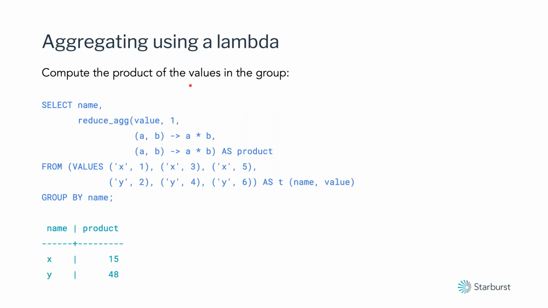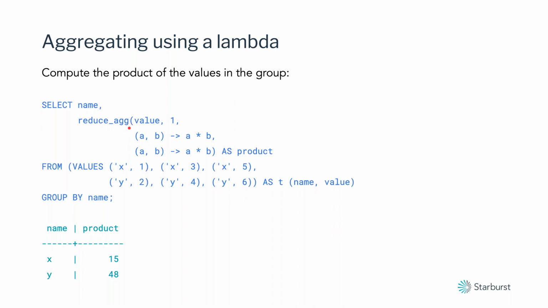Now, previously we talked about Lambda expressions. Lambda expressions are a way for you to pass code or pass a function into a Presto function, and that Presto function can call your Lambda expression back for each value. And so the reduce_agg function basically lets you build your own custom aggregation functions in SQL using Lambda expressions.